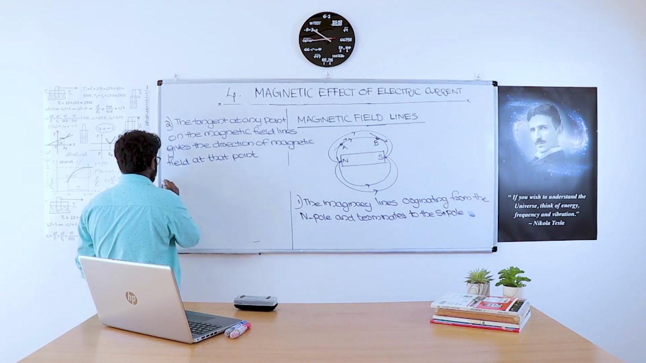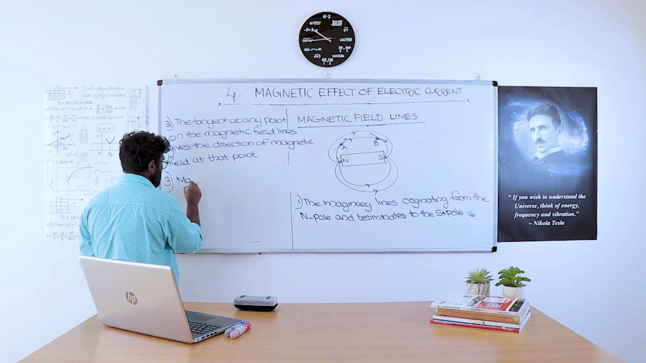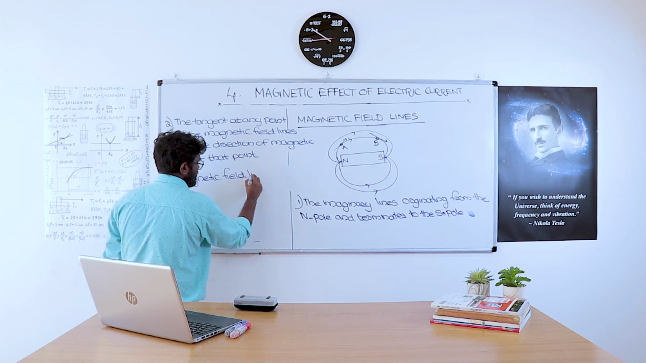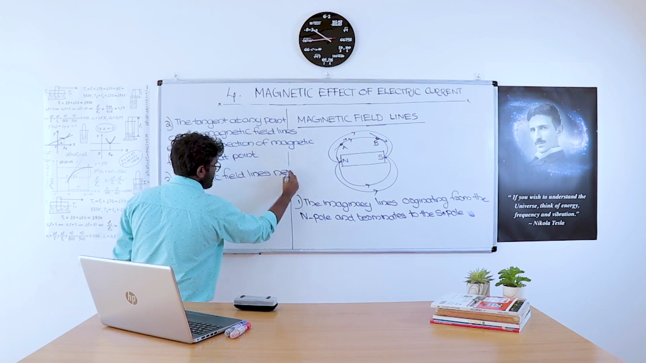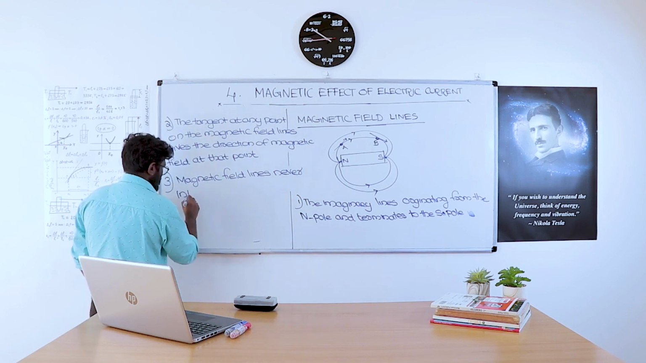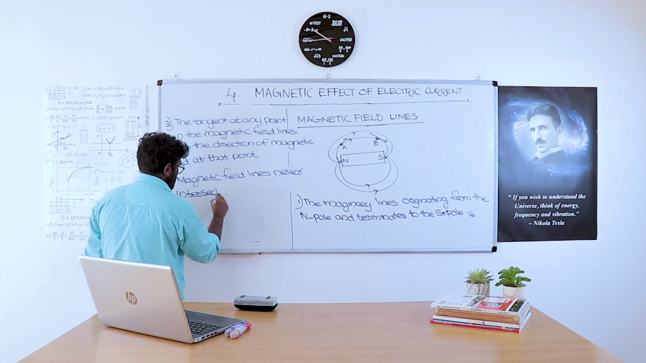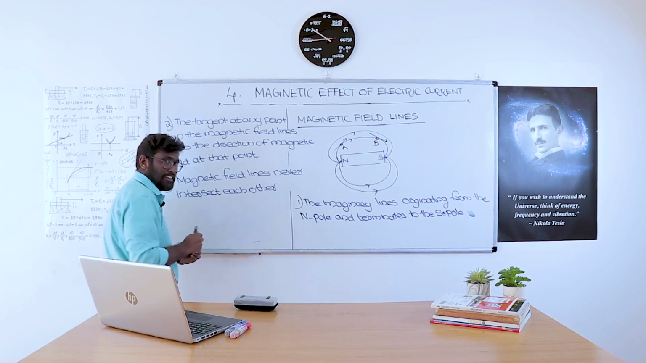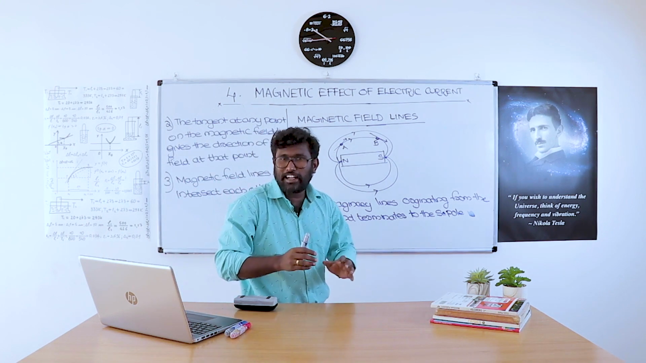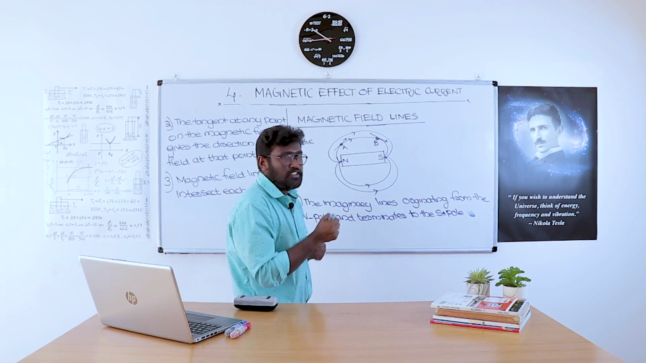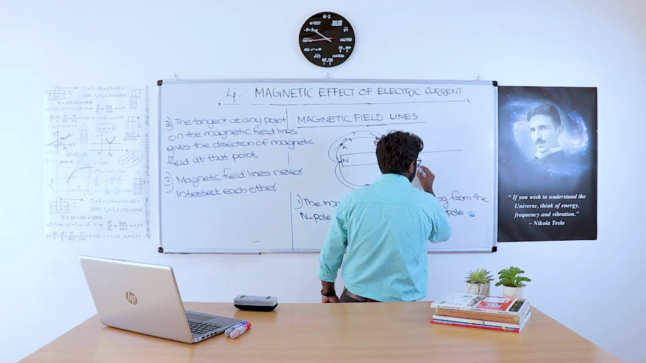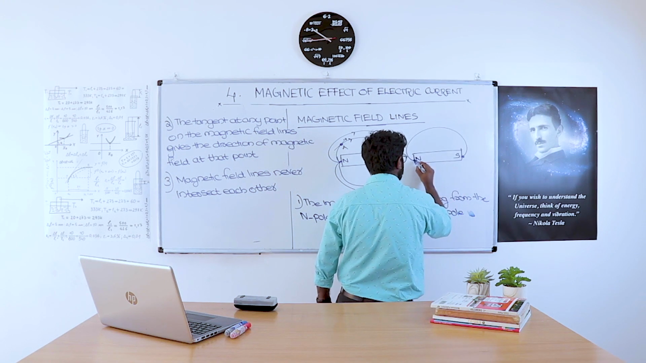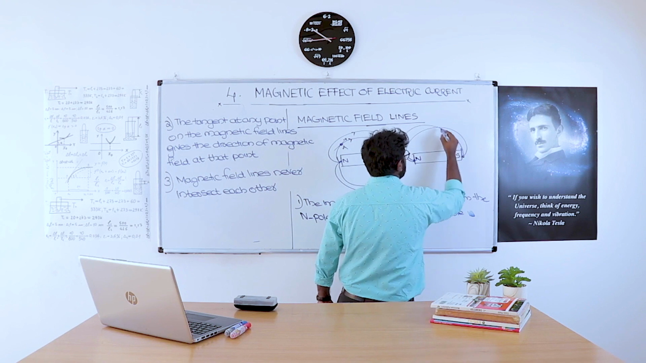The third point, which is an important point, is that magnetic field lines never intersect each other. No two magnetic field lines intersect each other. Here is a magnet, this is the north pole, and this is the south pole. So here, this is the first magnetic field line, and this is the second magnetic field line.